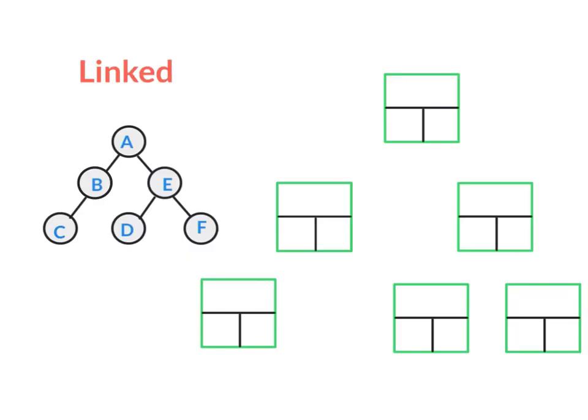Now the linked implementation is a little more natural, and it's very similar to what we did with the linked list. So here we would have A, and then its children are B and E.